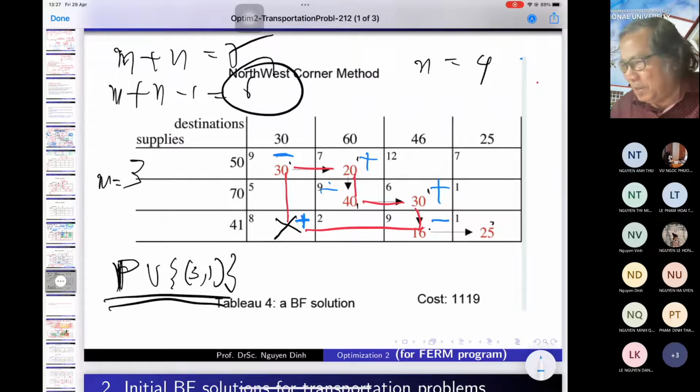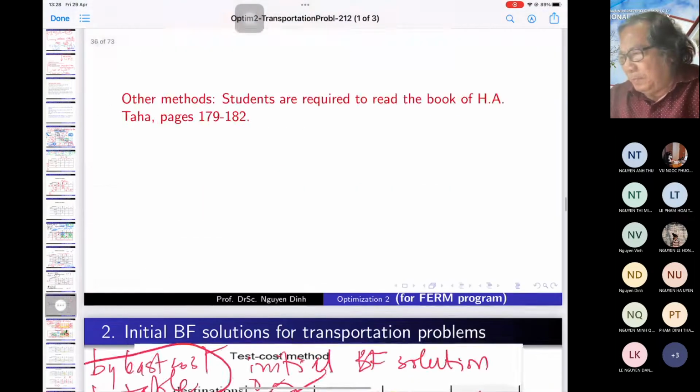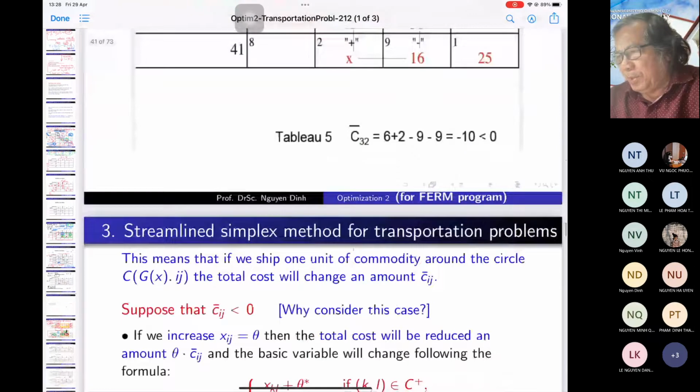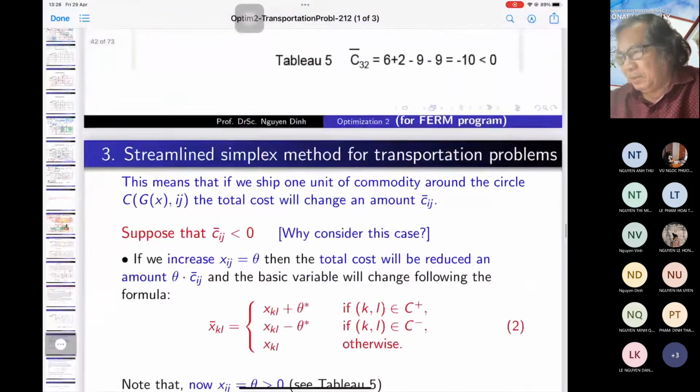The entering cell IJ here, we put as the plus. And the next one is minus. Next is plus, minus, plus, minus, plus, minus. Like this. You go in this direction, or this direction is the same. So that's one thing. Okay, and that is the key theorem. Now we come to the algorithm, the streamline method.